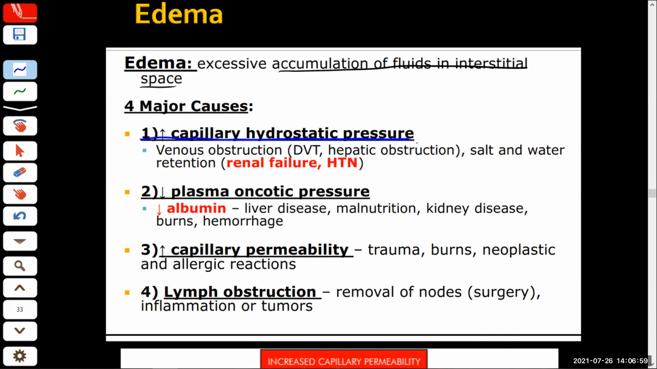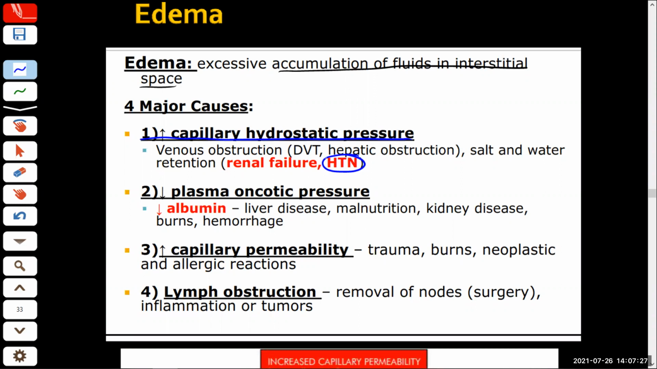Increased capillary hydrostatic pressure. Again, I've increased my capillary hydrostatic pressure. That means my blood pressure went up. That's hypertension right there. Now, did we just establish that hypertension can lead to edema? Why? Where's all that water going if somebody has hypertension? It's going out of the capillary into the interstitial space.